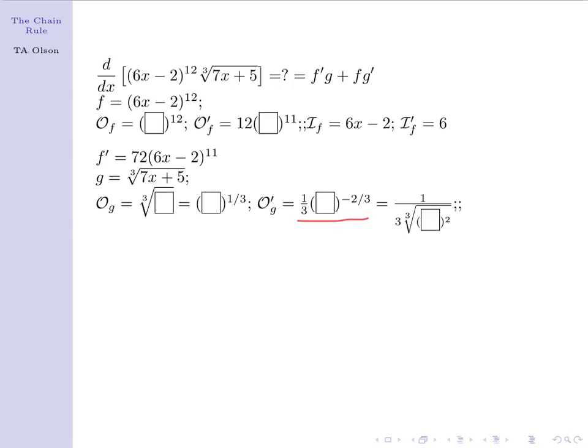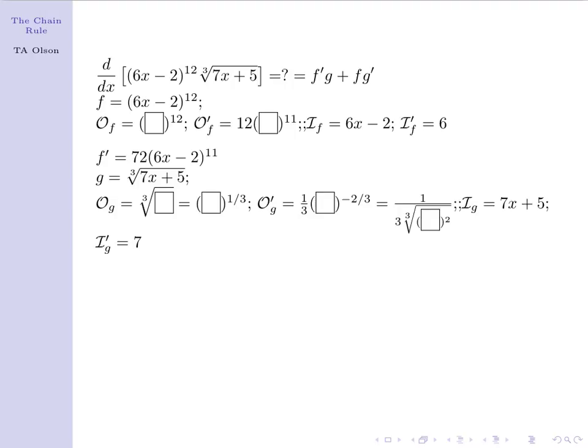Now, we can simplify this a little bit. This negative means I can write that at the bottom of the fraction. This 2 up top is a square, and this 3 on the bottom is a cubed root. So this is going to be 1 over 3 times the cubed root of the inside of g squared. Fortunately for us, the inside of g is a little more straightforward, right? Our inside was 7x plus 5. That's polynomial. It's nice and boring. The derivative of the inside of g is simply 7.